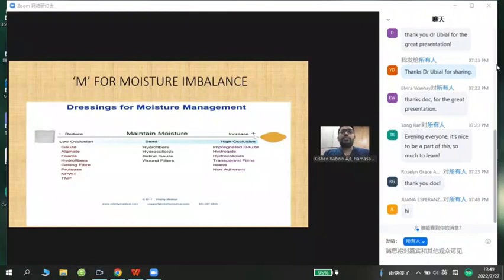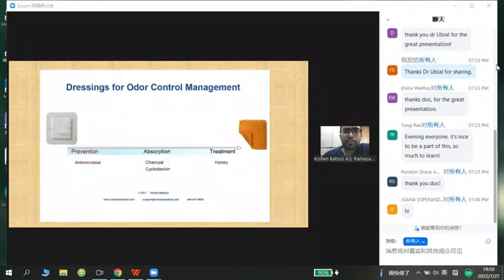When it comes to choosing a dressing for moisture management, it depends on the wound itself. If you have a low exudative wound, you can go for gauze, or even mild to moderate grade foams. For wounds with a higher level of moisture, you can go for alginate, or negative pressure wound therapy. All this depends on how exudative the wound is. And there are also dressings for odor control, which are honey, charcoal, and antimicrobial dressings.